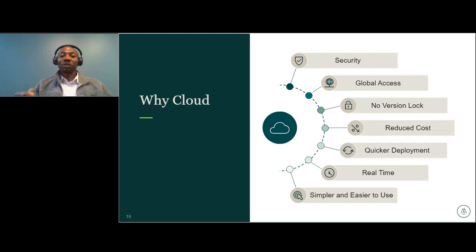There is no version lock. If you make customizations to it, it can be easily upgraded for you because the upgrade is done by the vendor. There's also reduced cost. Over a 3 to 5 year horizon, when we look at cost estimates, cloud solutions tend to cost less than on-premise systems. It's a quicker deployment because the cloud vendors now embrace a rapid implementation method as opposed to the traditional deployment method that takes years to implement. Data can be accessed in real time, and so can reports. And as we've noted, these systems have an easier to use user interface.